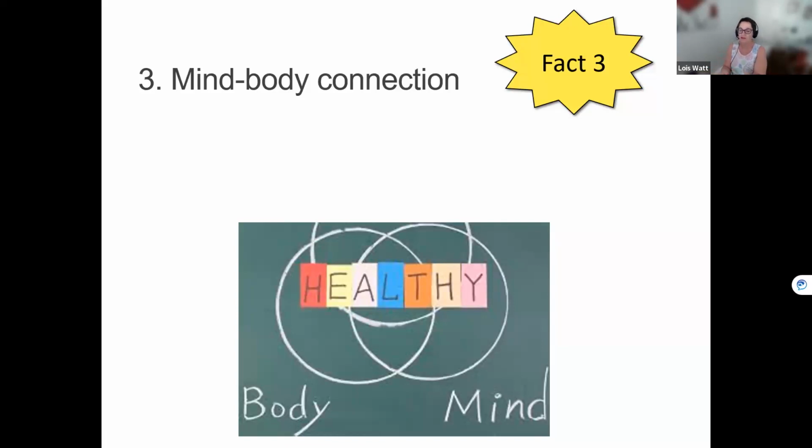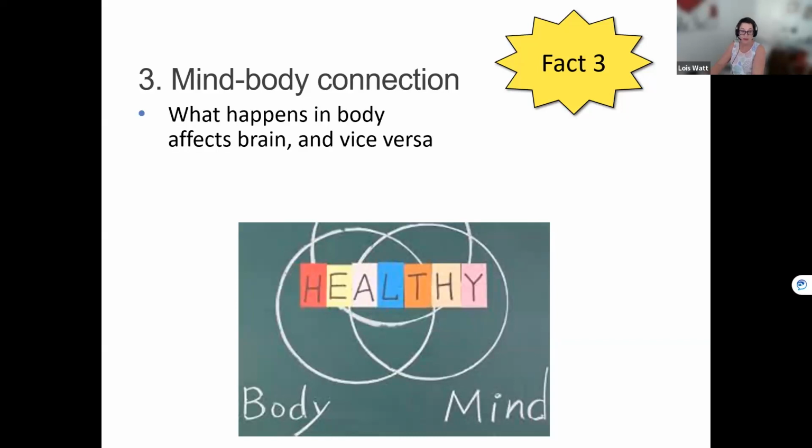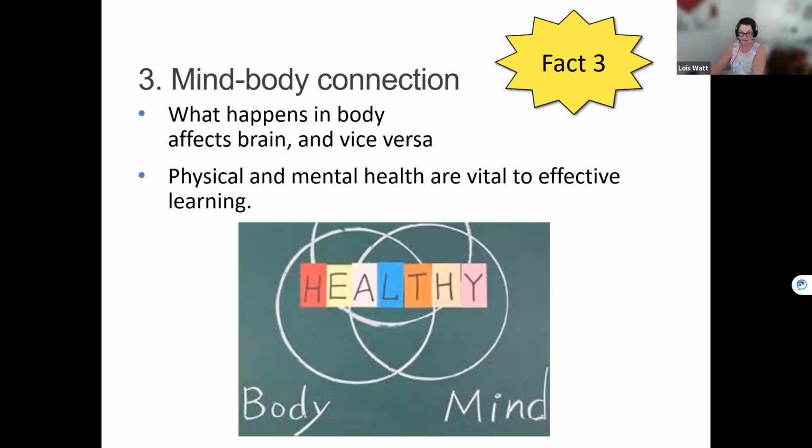We have some common things for both of those, like rest. We physically need rest, but our mind needs rest. And whether we're introverted or extroverted, we've talked about introverts needing alone time, but extroverts do to some extent as well. So what happens in the body affects the brain, and the other way around. And physical and mental health are vital to effective learning.